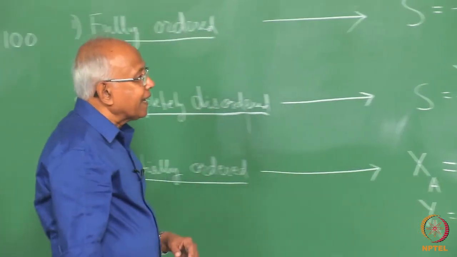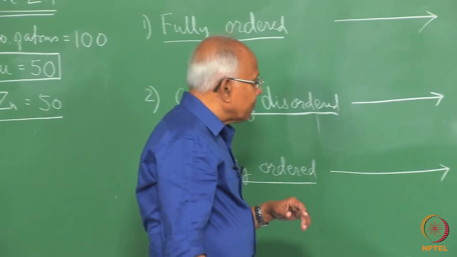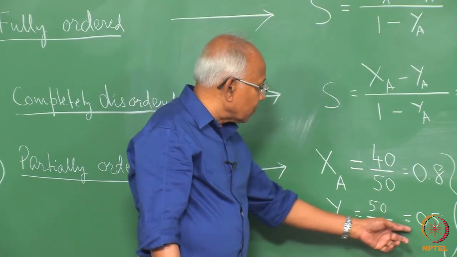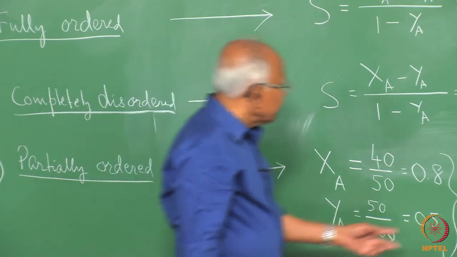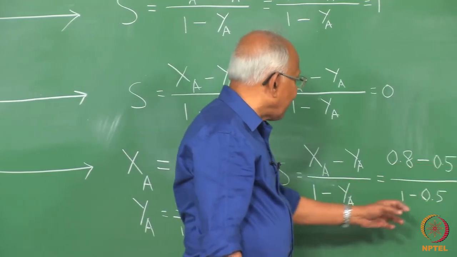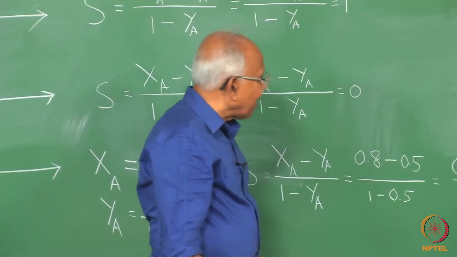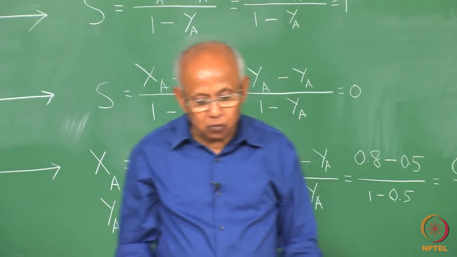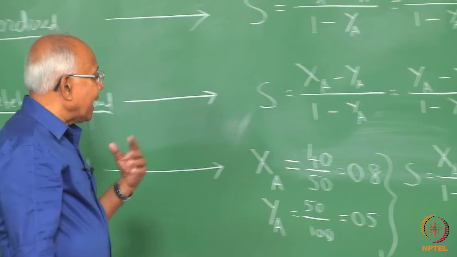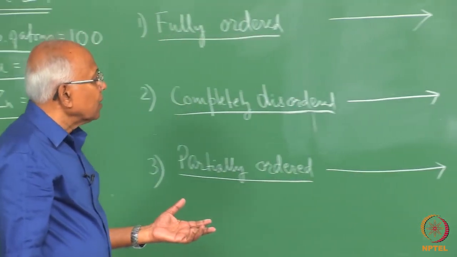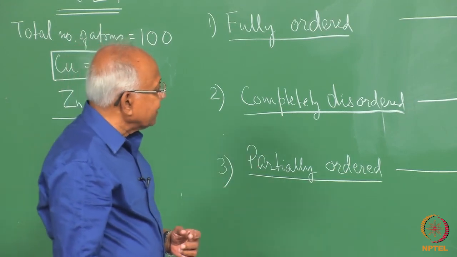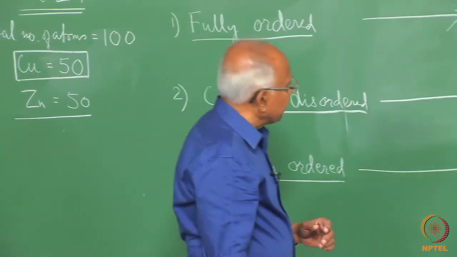And what about y a? What is the fraction of copper atoms actually present in the material? It is 50 by 100, equal to 0.5. So, the long range order parameter S is equal to 0.8 minus 0.5 divided by 1 minus 0.5. So, it becomes 0.6. So, in this way, for any material which is partially ordered, we can find out the value of the long range order parameter.